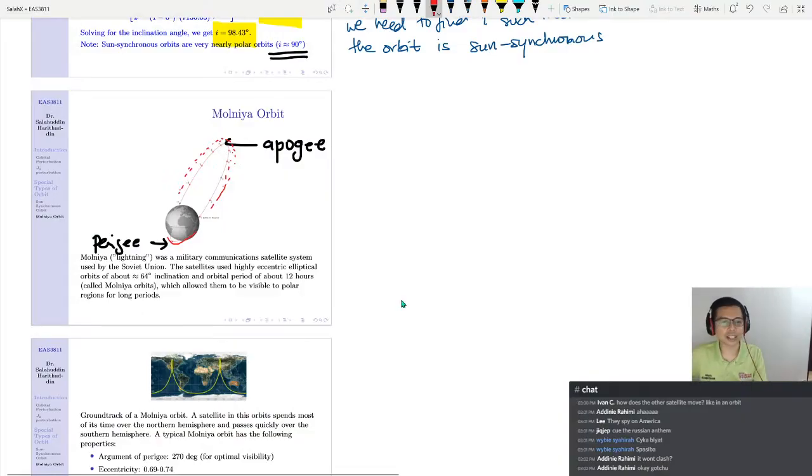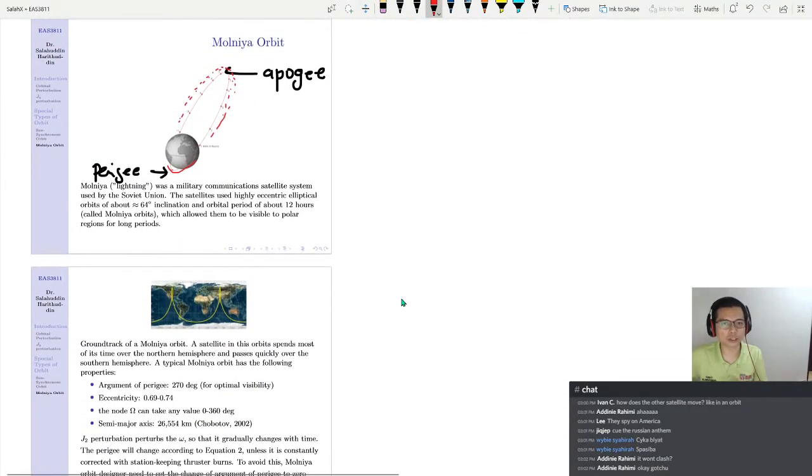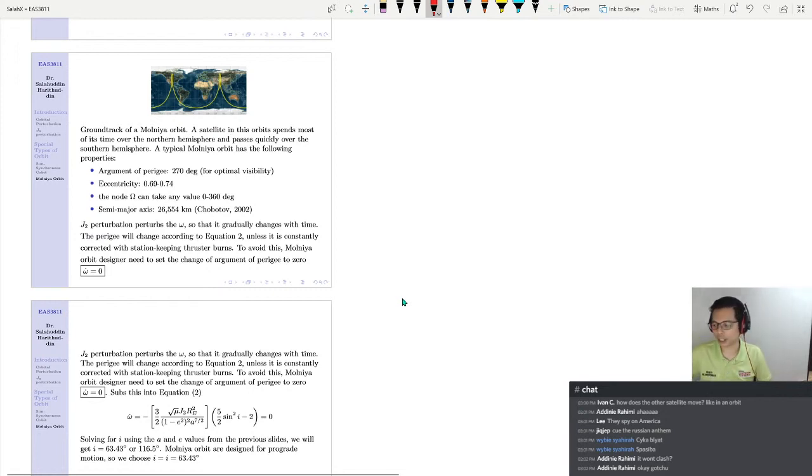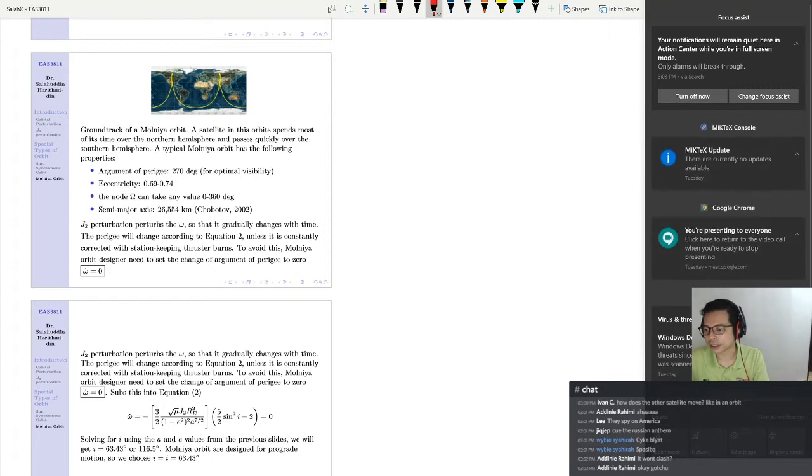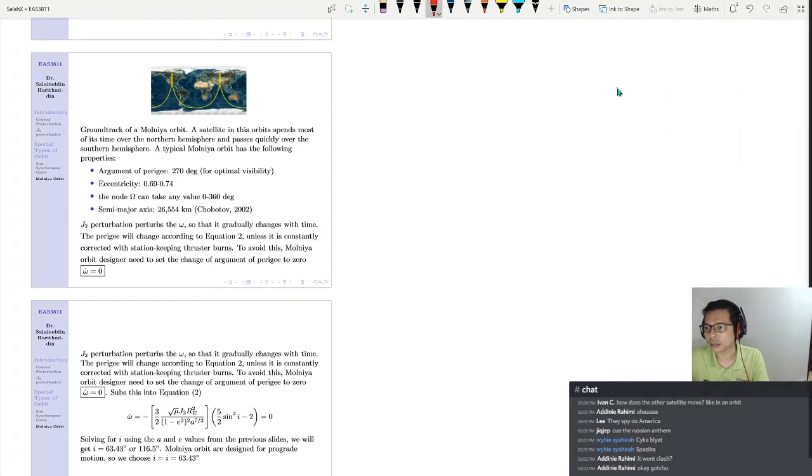Alright, so let's learn from the Russians. How do we design a Molniya orbit, just in case? The reason I want you to know about this is because it is interesting. It exploits the J2 perturbation. Well, not really exploit, I would say. It finds a way to avoid, in quotation marks, the effects of J2 perturbation.